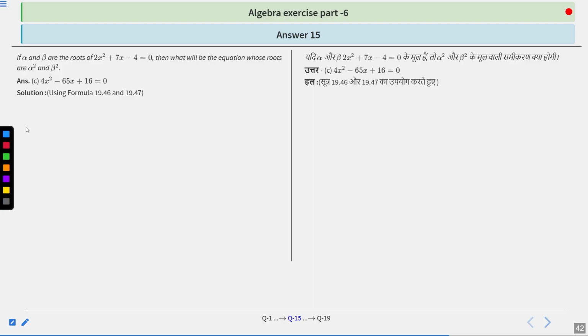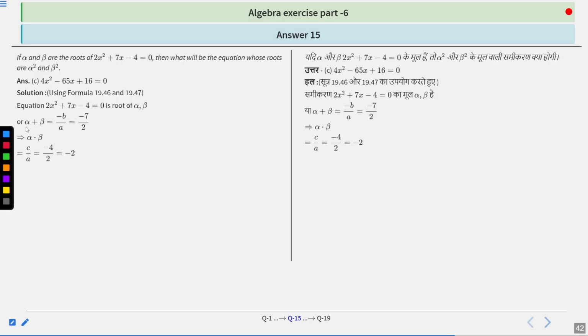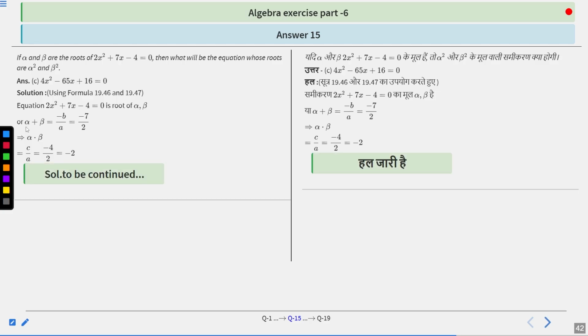We are going to use formula 19.46 and 19.47 to solve this one. Equation was 2x square plus 7x minus 4 equal to 0, and the roots are alpha and beta. So alpha plus beta equal to minus b upon a, that becomes equal to minus 7 upon 2, and alpha into beta is going to be equal to c upon a, that is minus 4 upon 2 or minus 2.